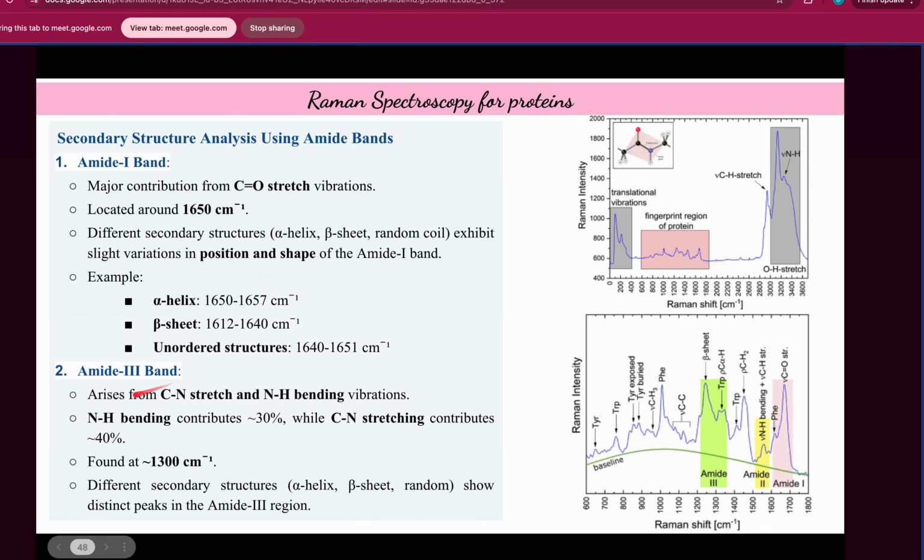Similarly, the amide 3 band arises from the CN stretch and NH bending vibrations. NH bending vibration contributes 30% and CN stretching contributes 40%, and it is found at around 1300 centimeter inverse. Different secondary structures, alpha helix, beta sheet, random coils, show distinct peaks in this amide 3 region as well. So based on these peaks, you can distinguish what secondary structure is present in the protein which you are studying.